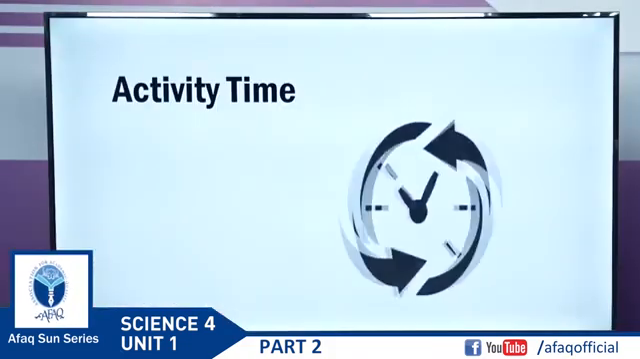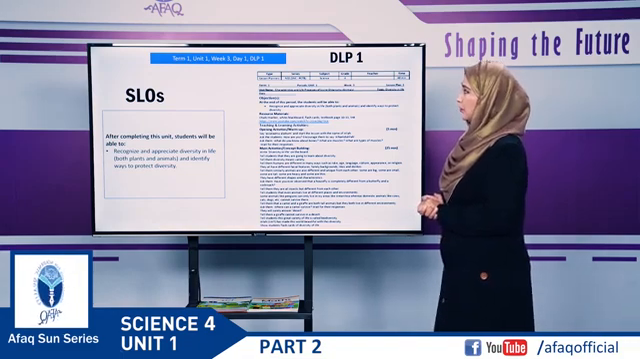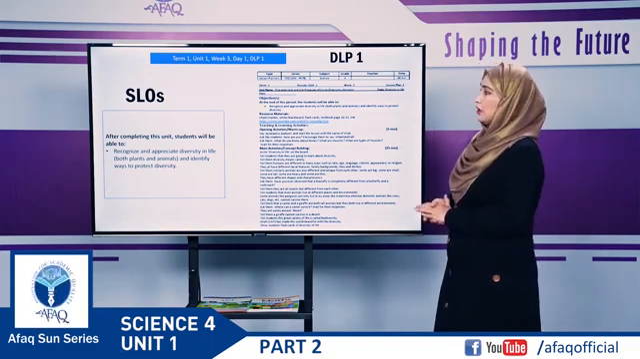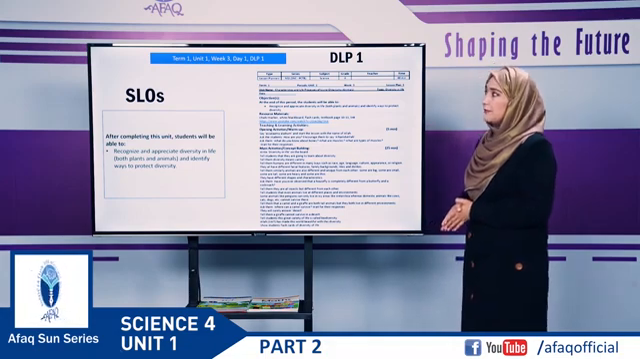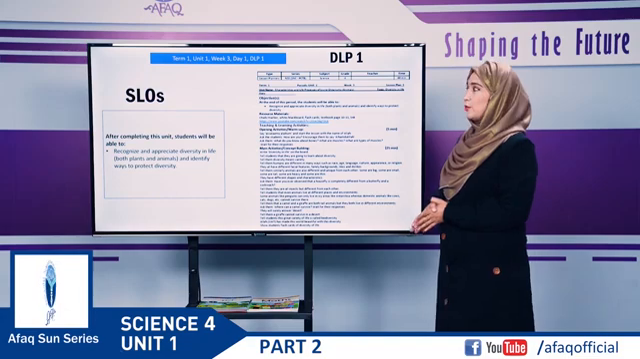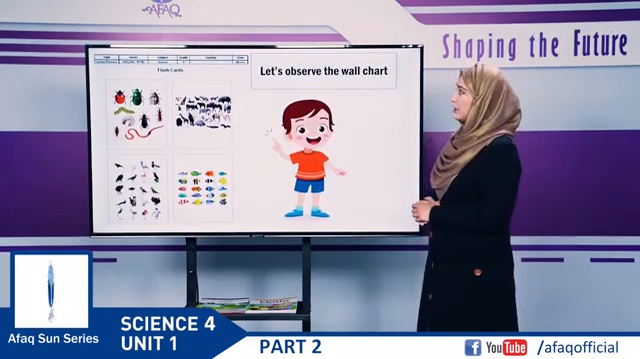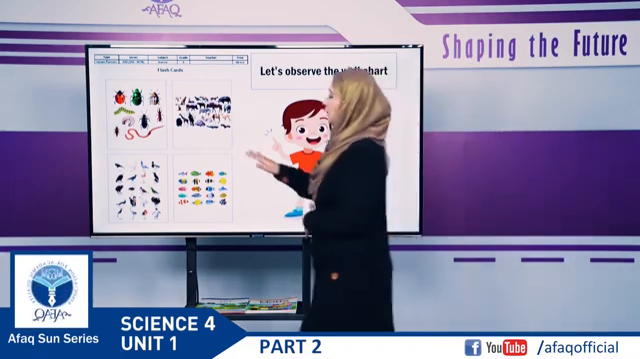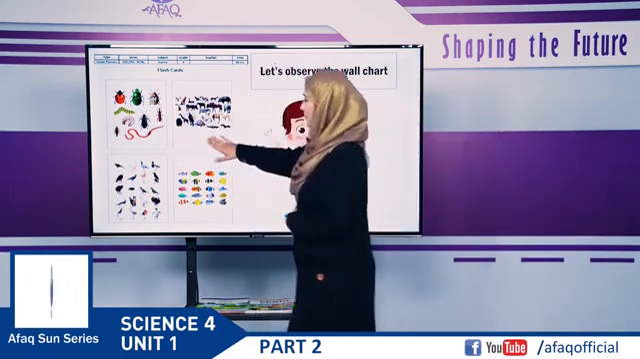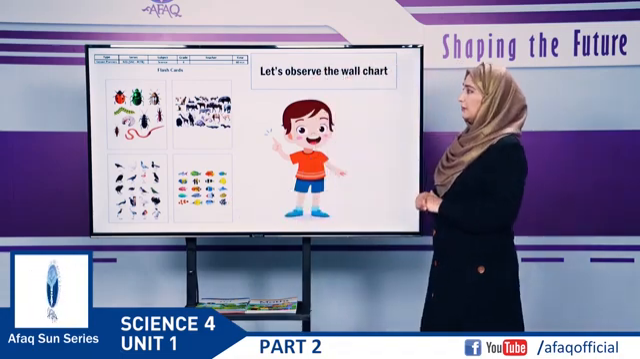Okay, it's activity time. In this period, we are going to cover 1 SLO, and the complete methodology for covering this SLO is given in DLP 1 of Day 1 of Week 3, Unit 1, Term 1. Look at these flashcards. Let's observe these flashcards. You can see the pictures of some insects, animals, birds, and fish. These are different types of animals.